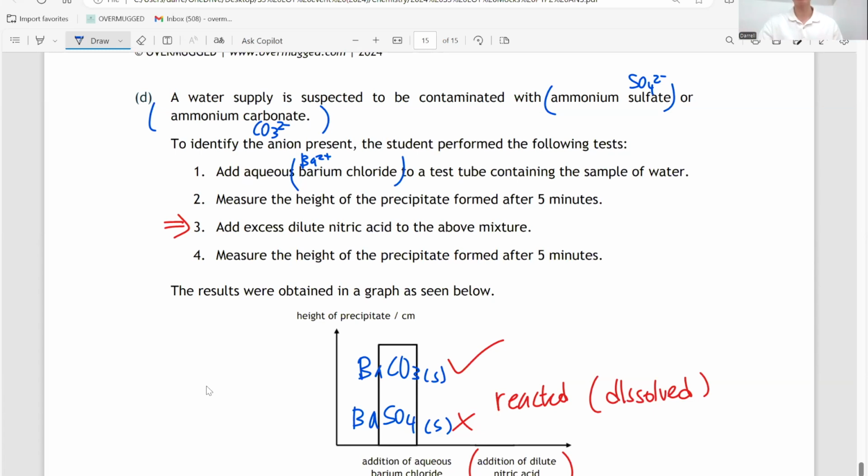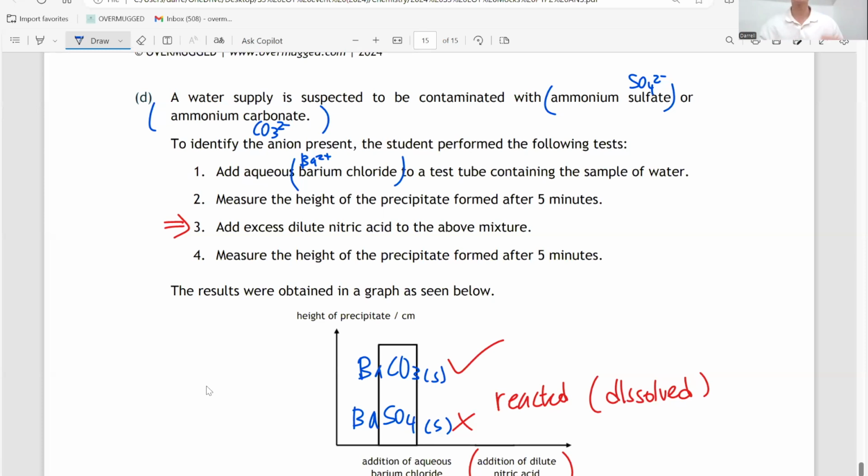Because once I add nitric acid, you see that suddenly my height of precipitate dropped to 0. What does it mean about the interaction between the acid and the precipitate? What happened to them? They reacted with one another. Which brings me to the last question here. Did my acid react with the barium carbonate or did it react with the barium sulfate? Acid can only react with 3 things: metal, base, and carbonate. So what was the precipitate that formed? Was it barium carbonate or barium sulfate? It's barium carbonate because it's that very same precipitate that reacts with the acid to completely dissolve.